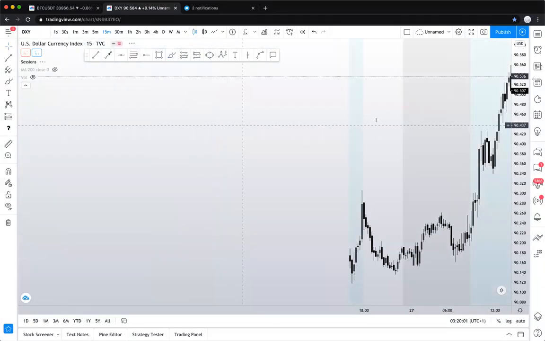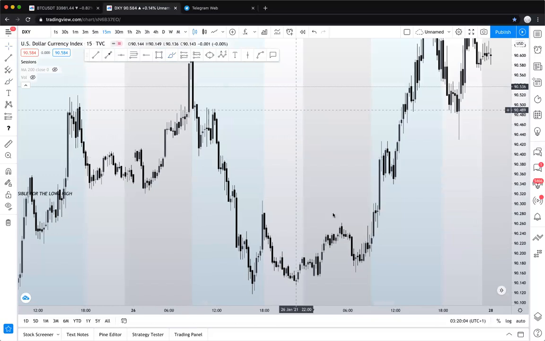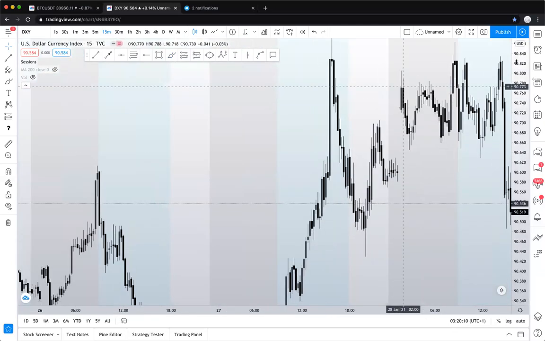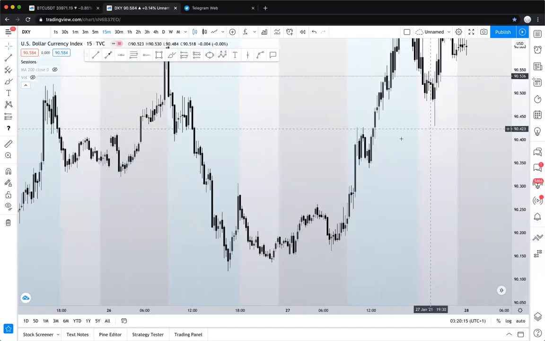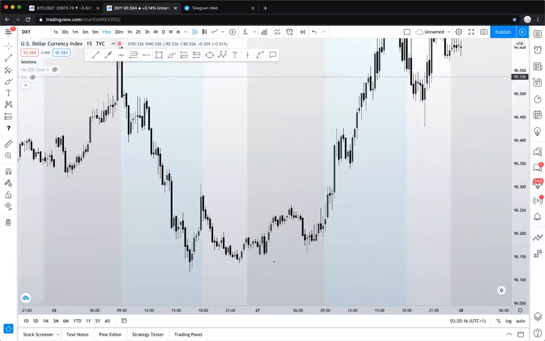All right, let's check it on the DXY. This is the DXY, and I'm not going to be going on a monthly time frame. I'm just going to backtest this right here from here. All right, guess what happened? Now guess what? This is Asian lows, and this is Asian high.